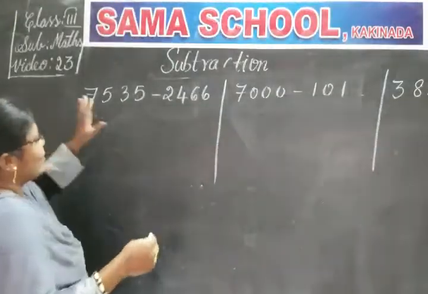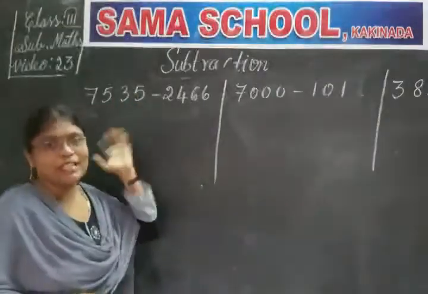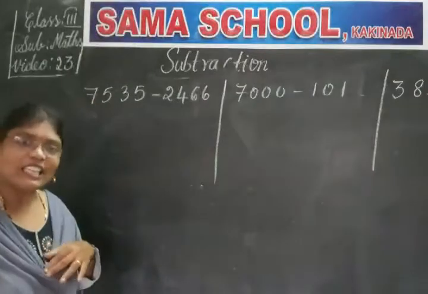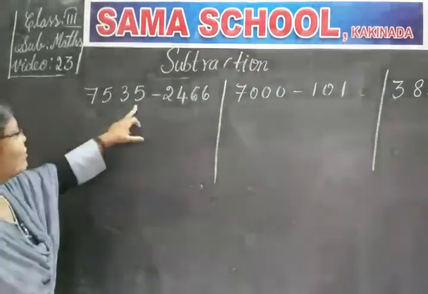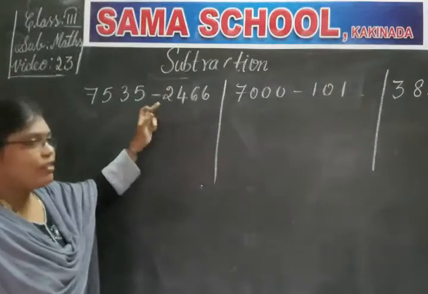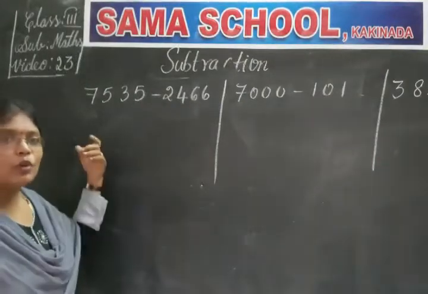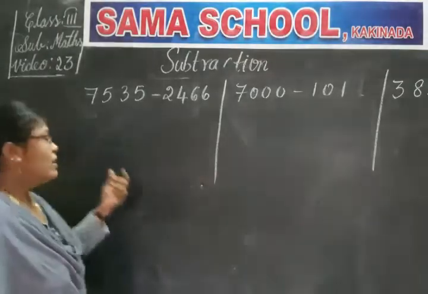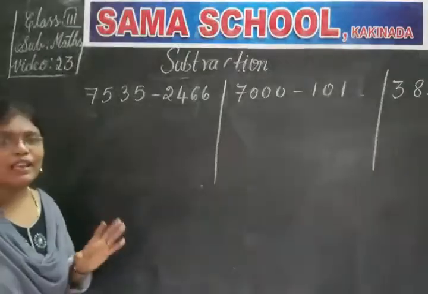First, you have to see the place values. That means you have to count the number of digits in each number. Here we have a 4 digit number, and here also we have a 4 digit number. So both are 4 digit numbers only. Yes or no? Now you can just happily arrange.